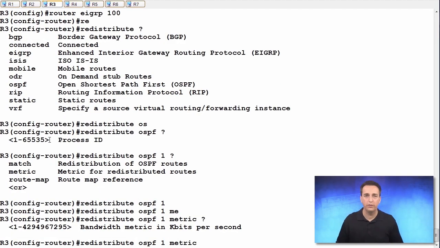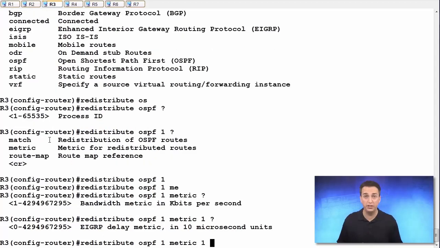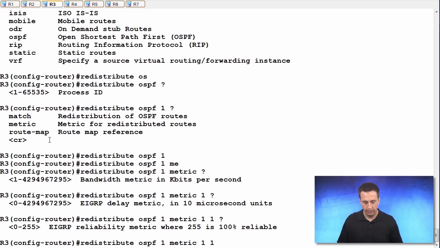So the first value for the metric is bandwidth. So what is the bandwidth going to be? That's a good question. Let me just put 1 here right now. And then the delay in tens of microsecond units. What's that going to be? Well, let's put a 1 right now. What about the reliability? 255 is 100% reliable. All right, let's just put a 1 there right now.